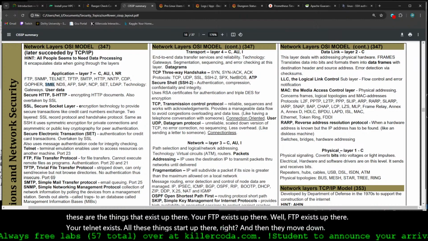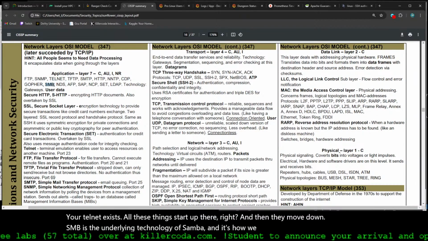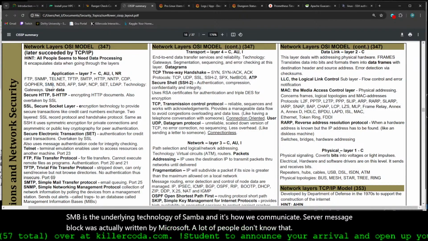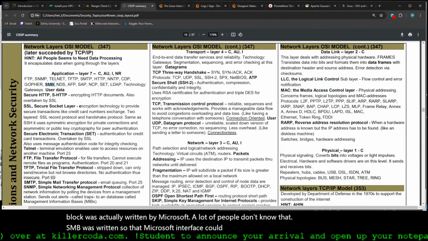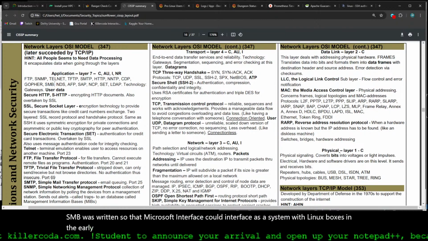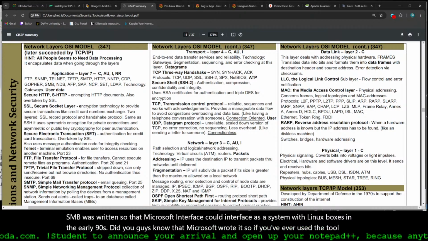SMB is the underlying technology of Samba, and it's how we communicate. Server message block was actually written by Microsoft. A lot of people don't know that. SMB was written so that Microsoft could interface as a system with Linux boxes in the early 90s. Did you guys know that? Microsoft wrote it.